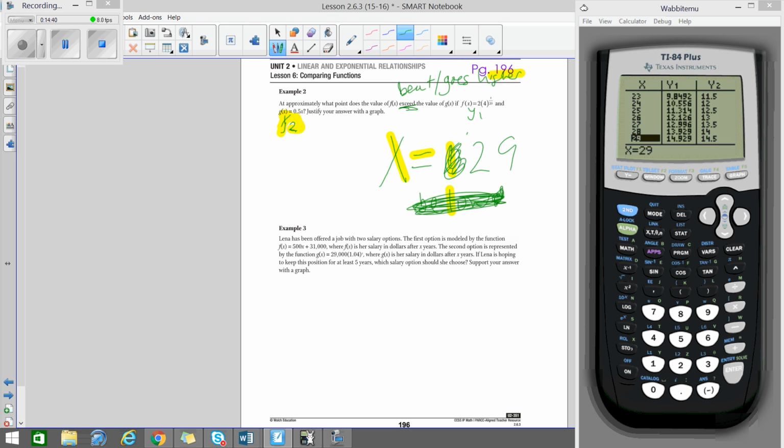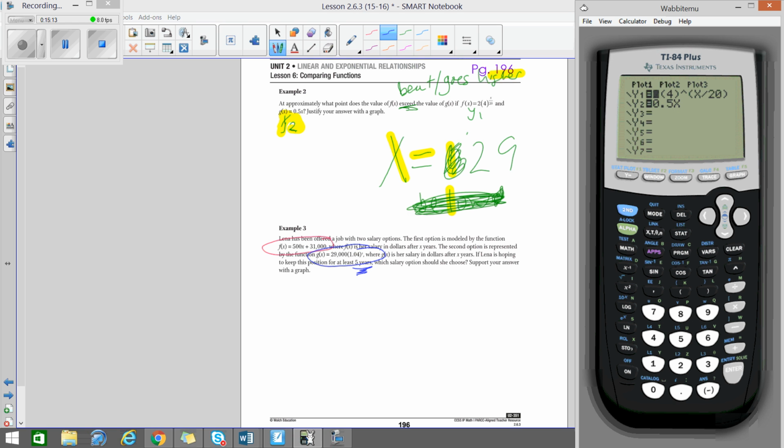All right. So here's our last one. Example 3 says Lena has been offered a job with 2 salary options, similar to what we were doing yesterday. The first option is modeled by the function f of x. This is a linear function, where f of x, or y, is her salary in dollars after x years. The second option is g of x, which is exponential, where again, y is her salary and x is years. If Lena is hoping to keep this position for at least 5 years, which salary option should she choose?